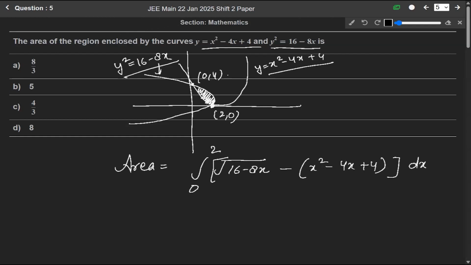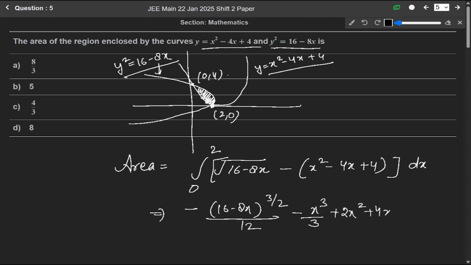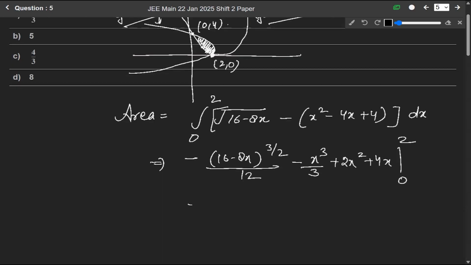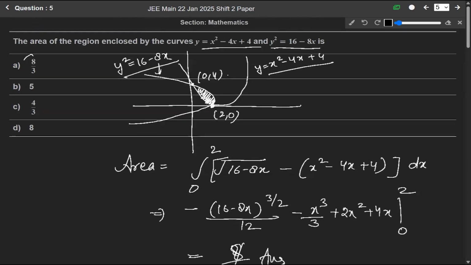into dx. So it will be equal to minus of (16 minus 8x) raised to the power 3 by 2 over 12 minus x cube over 3 plus 2x square plus 4x, and limit is from 0 to 2. So when we solve it, we get the final answer as 8 over 3. So 8 by 3 is the final answer, means option A is the correct answer here.